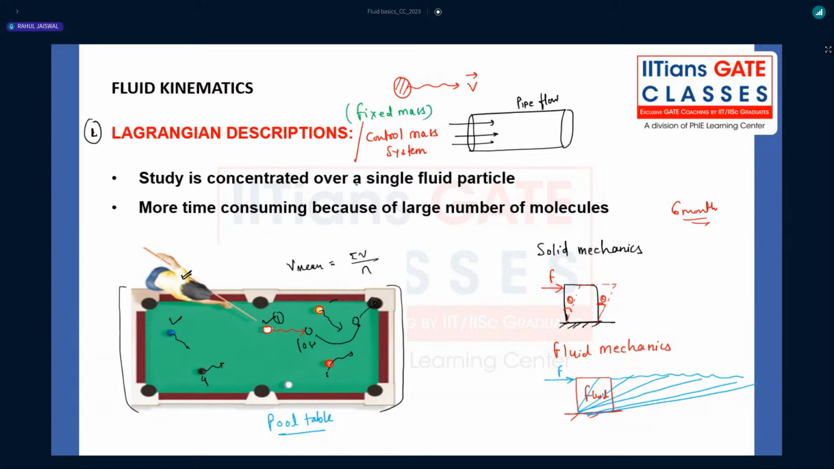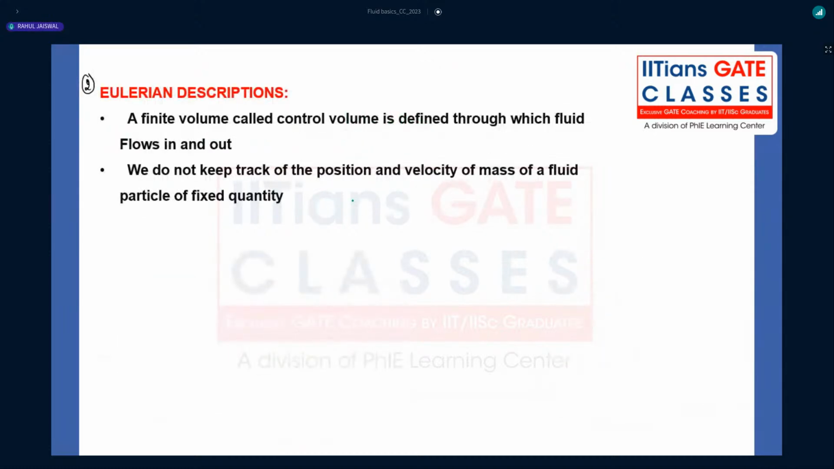Second, suppose now you are wearing glasses containing the Eulerian description, right? You can look at fluid mechanics in two ways. I told you, one will be the Lagrangian glass, second will be the Eulerian glass. Now you are wearing the Eulerian glass and looking at the fluid motion, right? What is going to happen in the Eulerian description? Suppose you have a flow field like this. You have the tank.